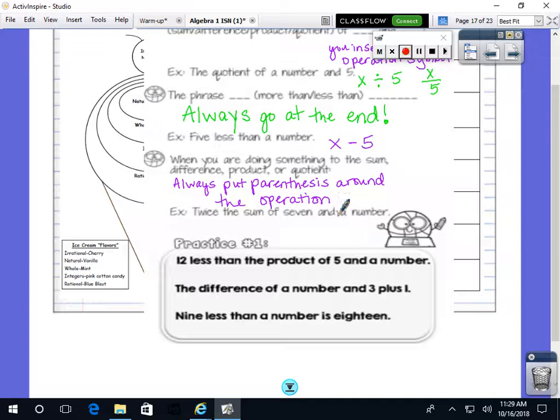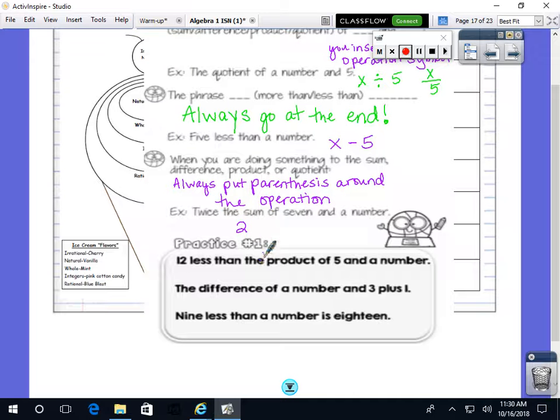Okay, so whenever you're doing something to the sum of two things, or the difference of two things, or the product or the quotient, you put parentheses around the operation. So let's talk about what I mean by that. Twice the sum of 7 and a number. Well, what does twice mean? Times 2. Well, what are you multiplying by 2?